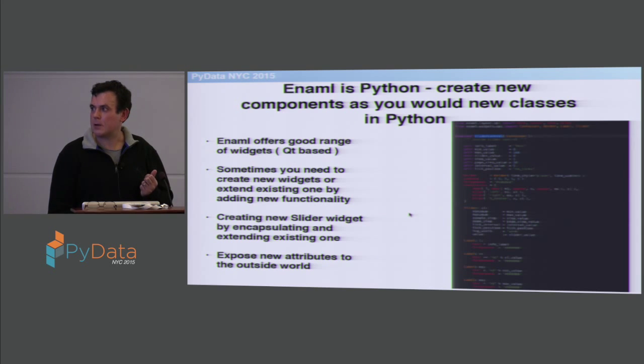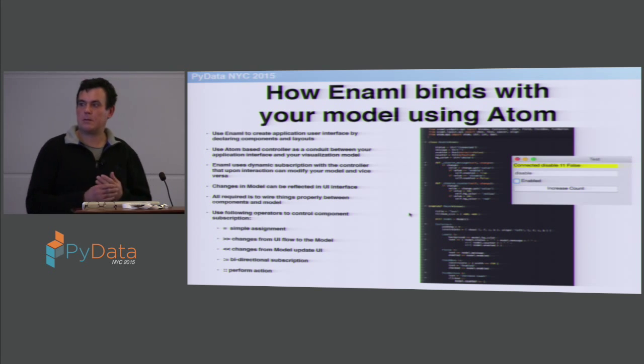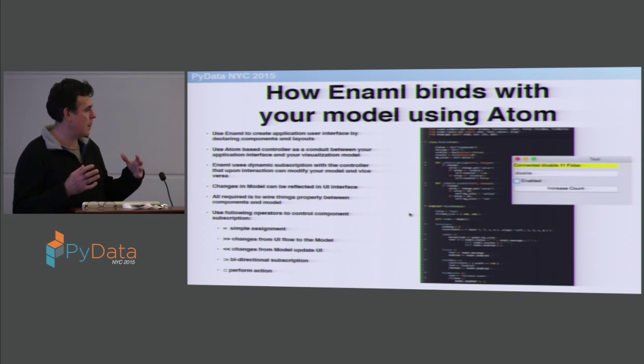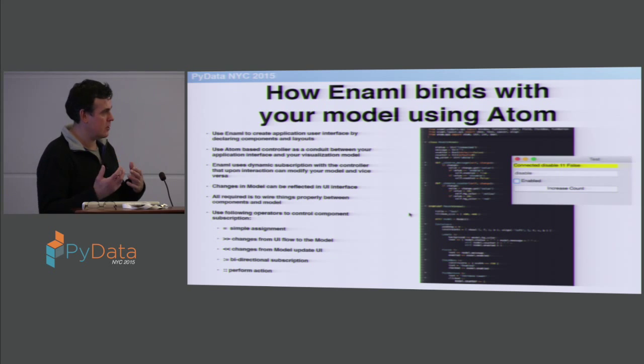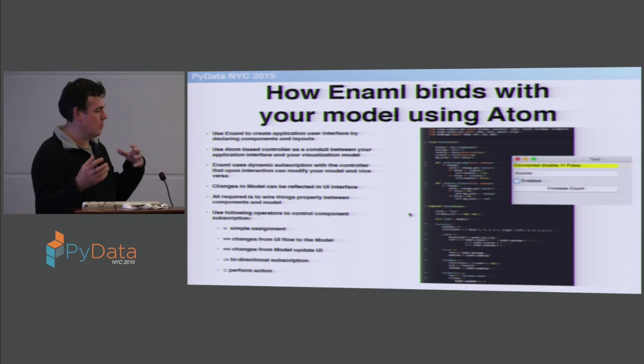This is probably not in the right order. Here, so I was talking about the Enaml and Atom. So the idea is that you write your Enaml, declare your code, and then somehow you need to bind it with your model. So in the middle between your Enaml and your model stands the Atom. Your model can extend the Atom, or you can have an Atom that, you know, changes in Atom will modify your model. And it can go back and forth.